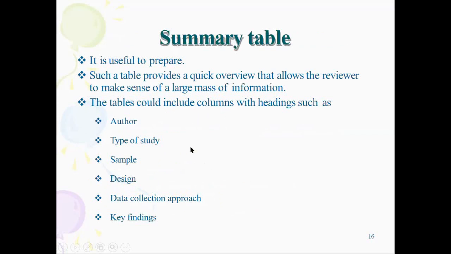This is really important. And after that, you have to summarize things in the form of tables, and it's really useful to prepare your tables in a quick way, so that the reader can have a look at your findings. The reviewer may have a sense of how you can summarize a large mass of information in a single table, and the table includes headings, and you can divide your table into rows and columns, and you can categorize them in title forms like author names, type of the study, sample designs, or data collection approaches, or key findings in the tabulated form.